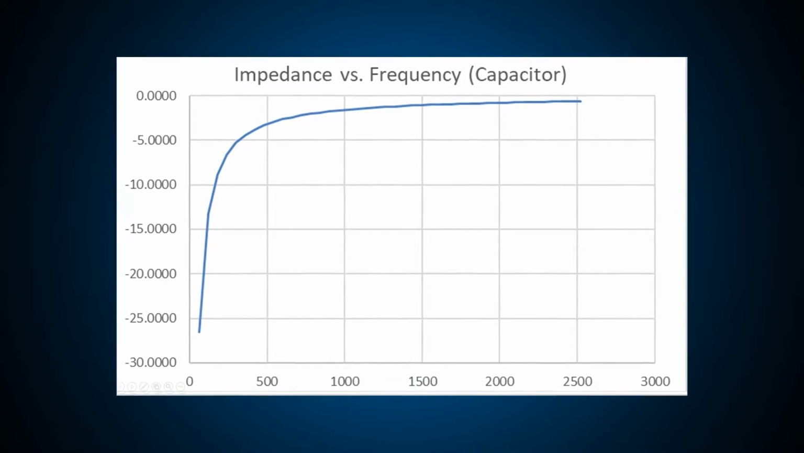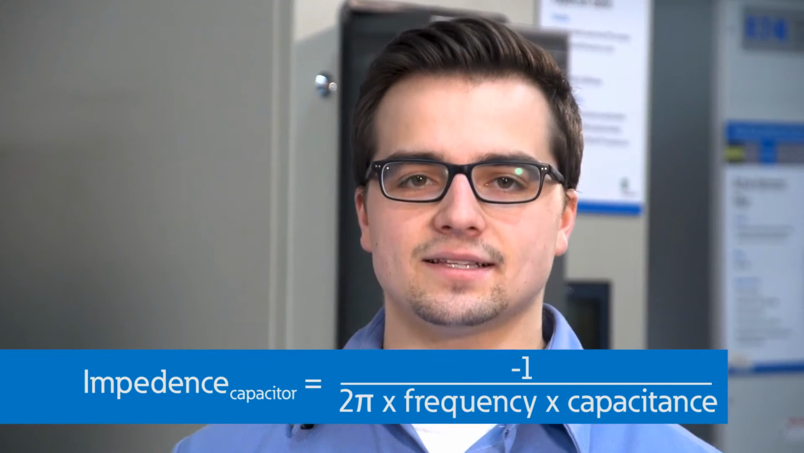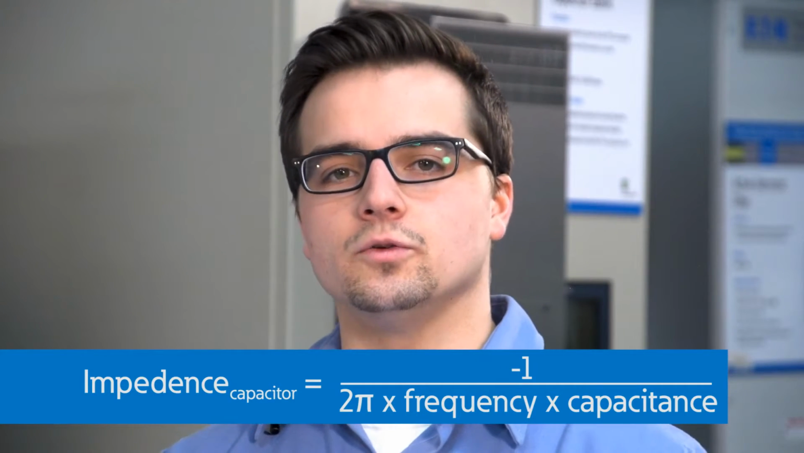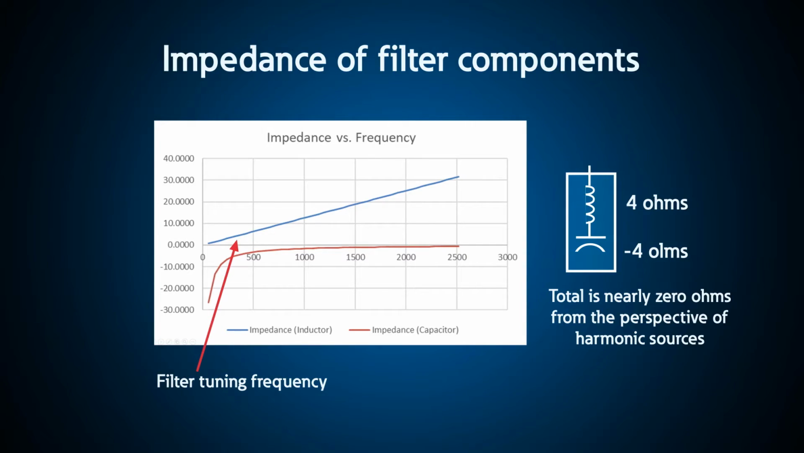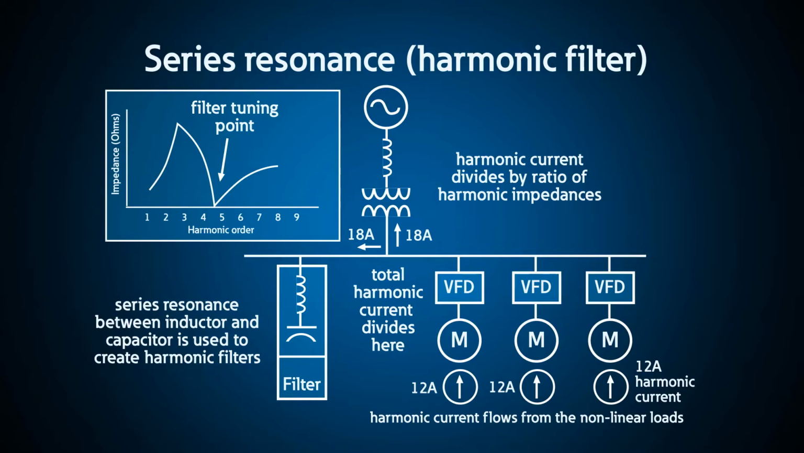It decreases as the frequency increases because its impedance is 1 over 2 pi times the frequency times the capacitance. When the two impedances match, the filter is a very low impedance, almost a short circuit, aside from a little bit of resistance. Harmonic current of that frequency flowing on the power system at that voltage level will want to go through that filter path. The current simply divides, as all current does, to the path of least impedance, so the closer you tune a filter to the frequency you want, the more effective it is.